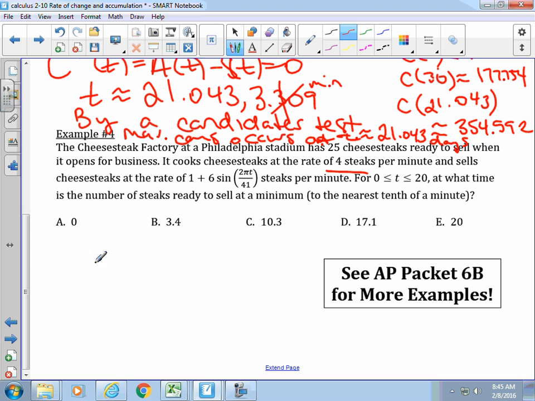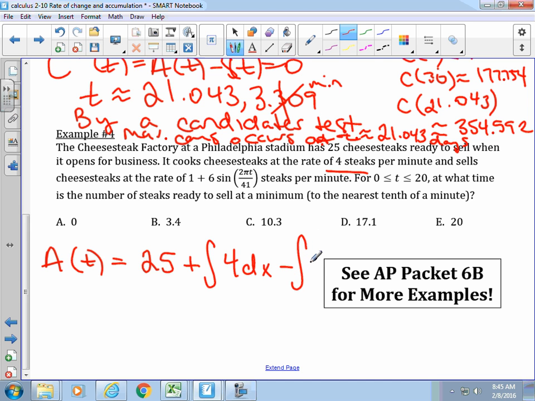So the rate that we cook cheesesteaks, so remember I'm wanting the amount of cheesesteaks to be a minimum, so I'm going to call it A of T for amount of cheesesteaks. I'm making up letters. You can use whatever letter you want. The amount of cheesesteaks, I have 25 cheesesteaks plus the integral of how many come in, right? Minus the integral of how many leave.